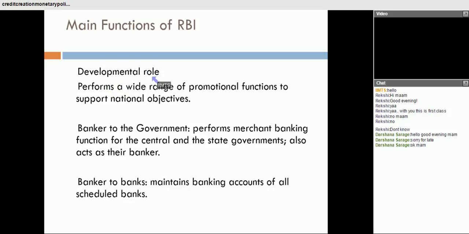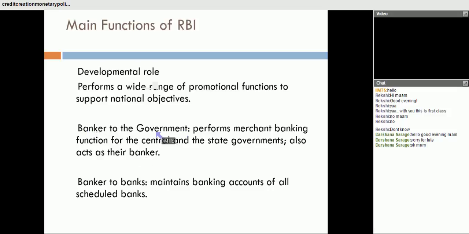Now it has some developmental roles as well. It performs a wide range of promotional functions to support the national objectives. Like the finance minister, what does he do in the budget? He formulates the policy. Now how will that policy be implemented? Who will keep a check on that? That is the role of the central bank of the country. The bank keeps an eye on the implementation and functioning of that policy in the economy, so it helps in the promotional functions to support the national objectives of the country.